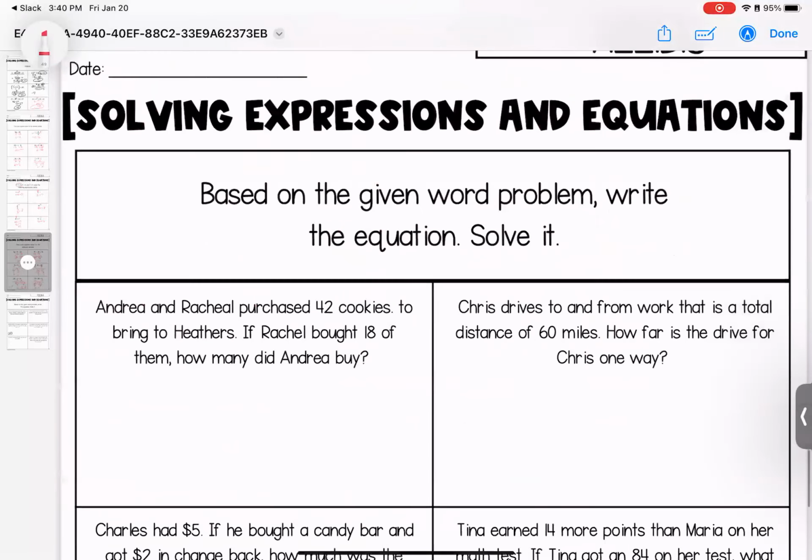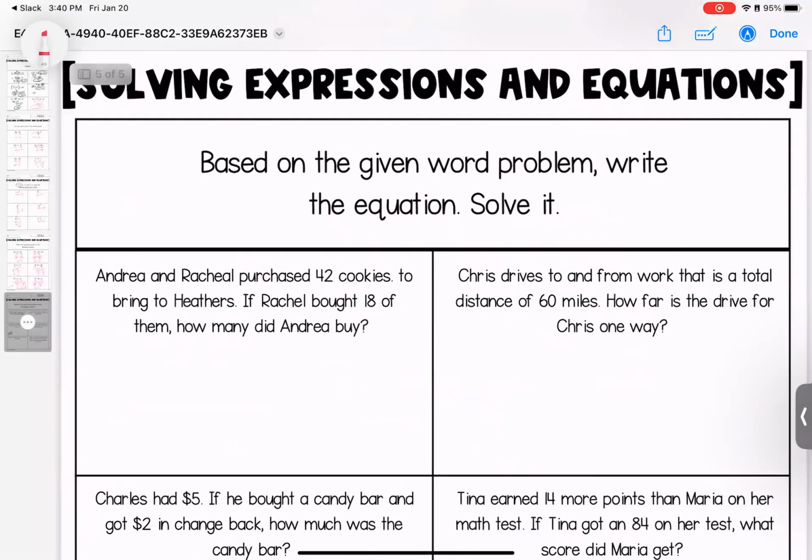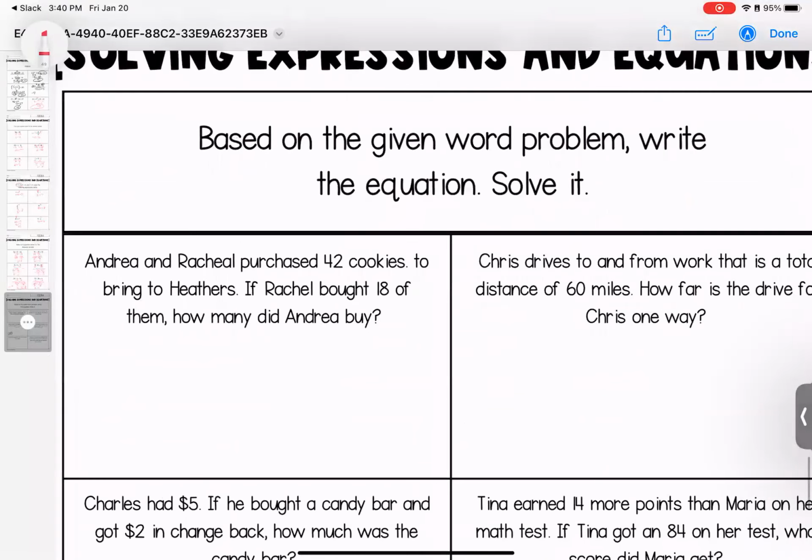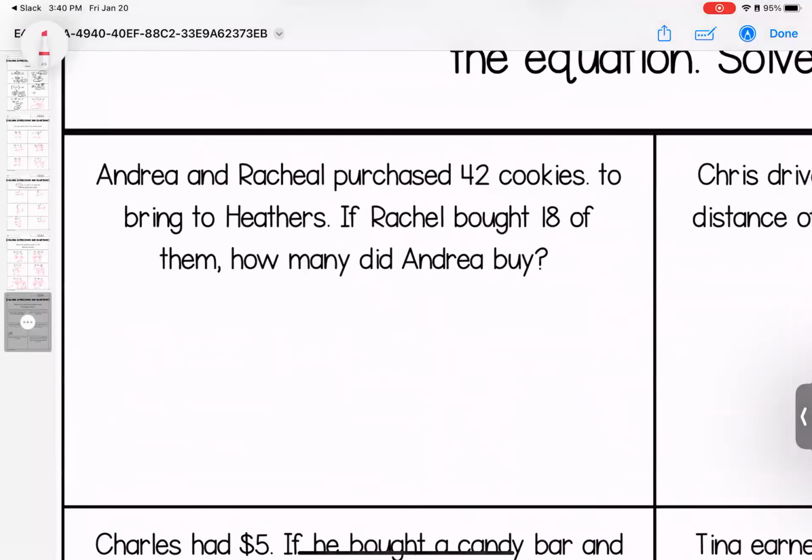All right, last page here, love bugs. We are working on our word problems. So let's write our equation and see if we can solve it.